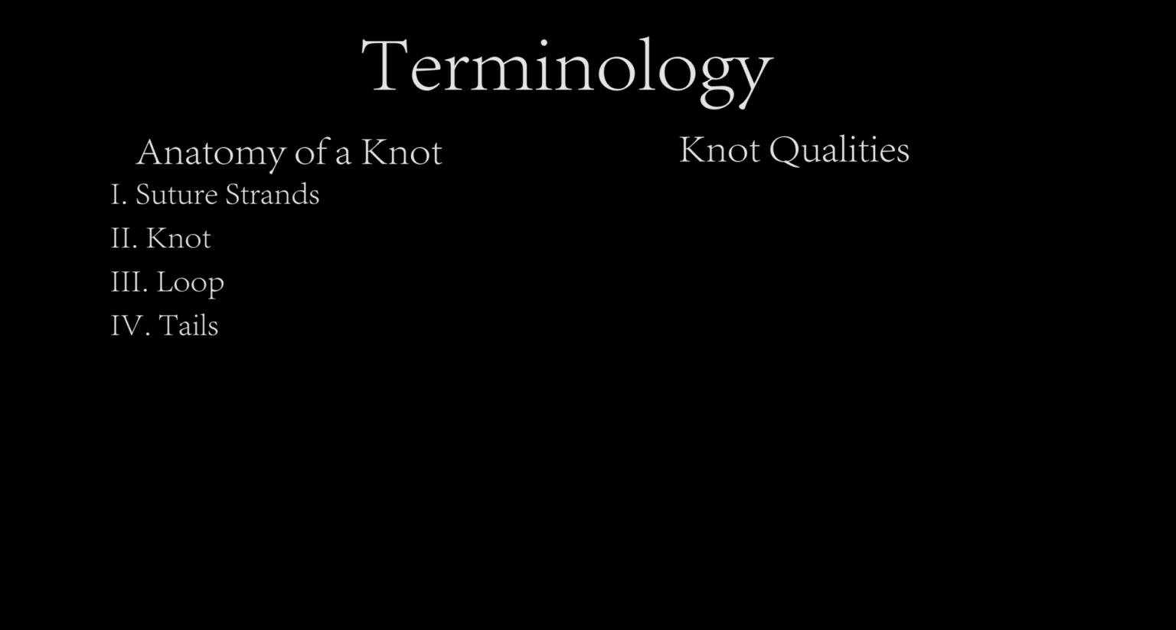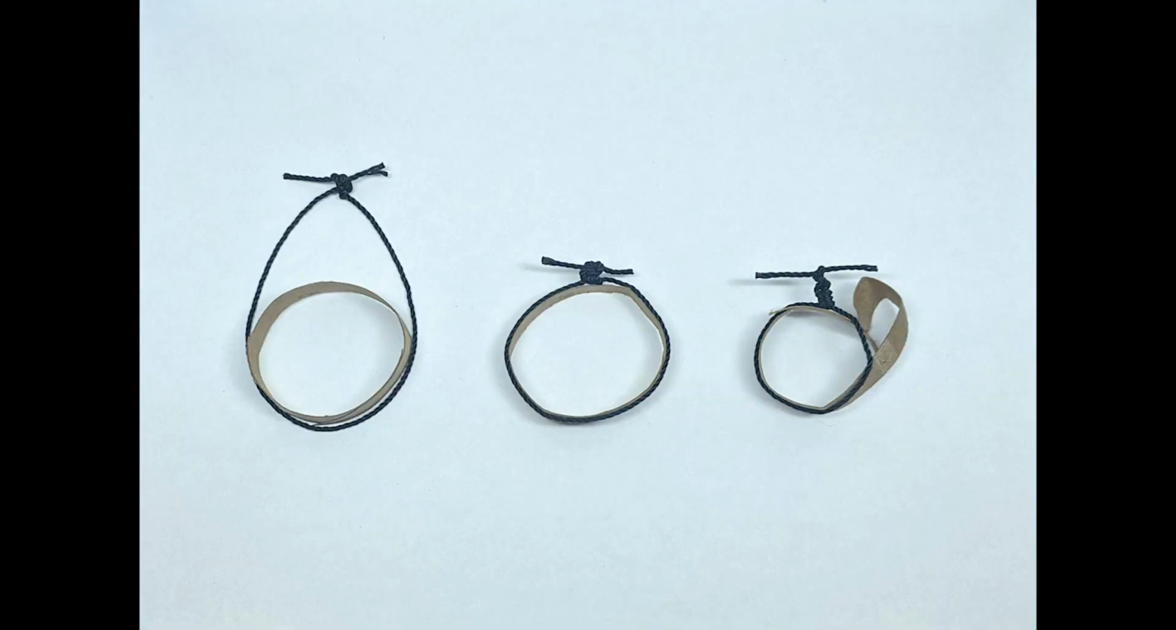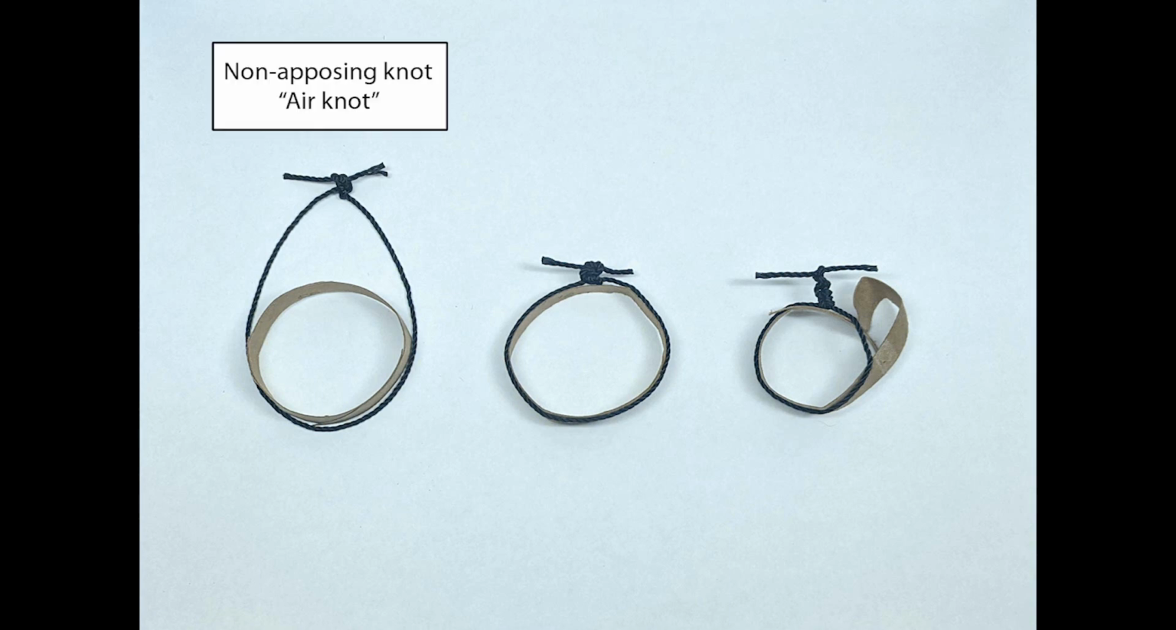The first category of qualities relate to what we will refer to as the tautness of the loop. Shown here are knots that have been tied around cardboard cylinders with 3 different levels of loop tautness. The knot on the left is an example of what we will refer to as a non-apposing knot, known colloquially as an air knot. In a non-apposing knot, the loop, highlighted in blue, does not appose the structure or structures that it is being tied to. This results in the loop incorporating air, highlighted in red, instead of being apposed to the structure throughout its length.